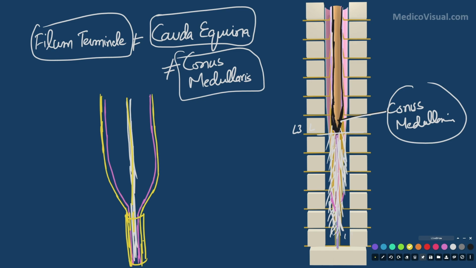It anchors the spinal cord downward, being attached with the coccyx bone. So this was the filum terminale. You must know clearly the differences between the three. Of course, we will discuss the detail in neuroanatomy as well, but you must have some basic idea at this time. So that was about the development of the spinal cord. Thank you so much for watching this video.